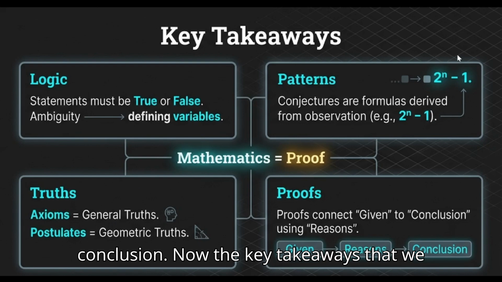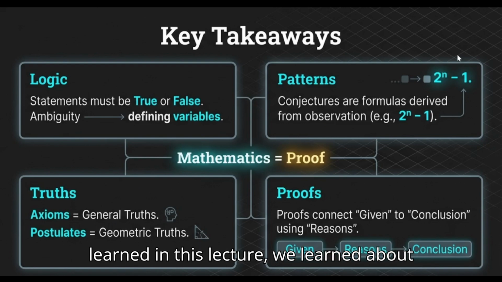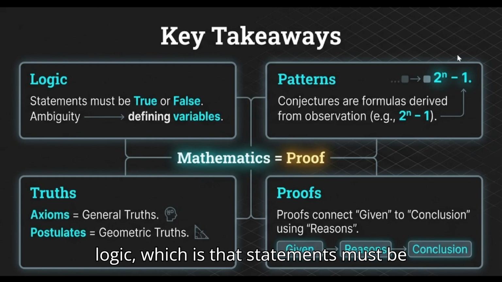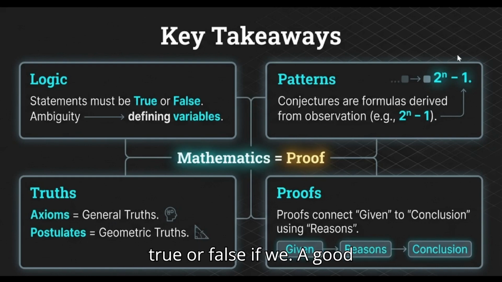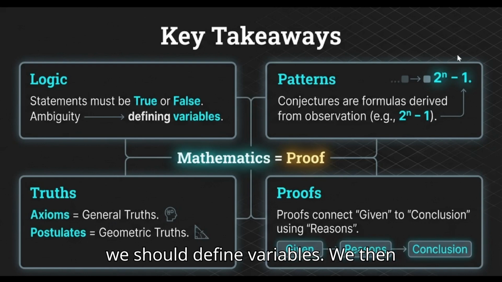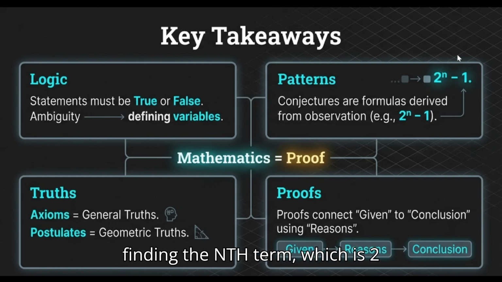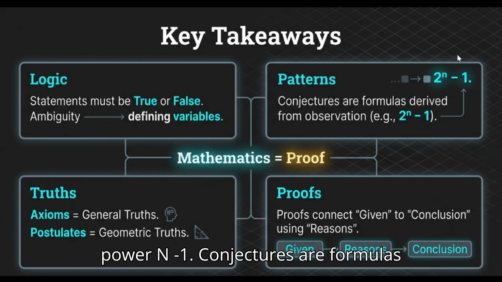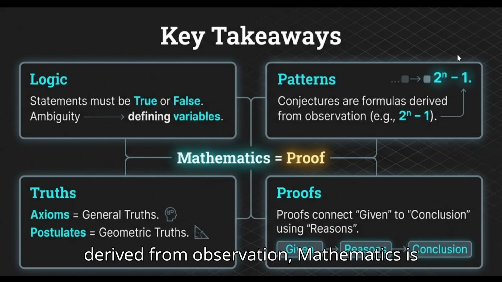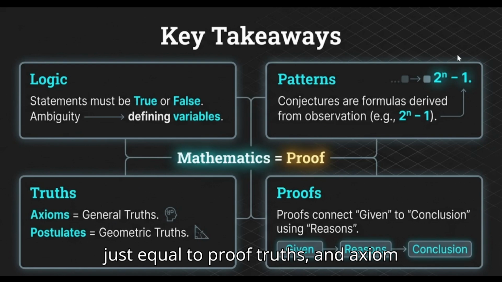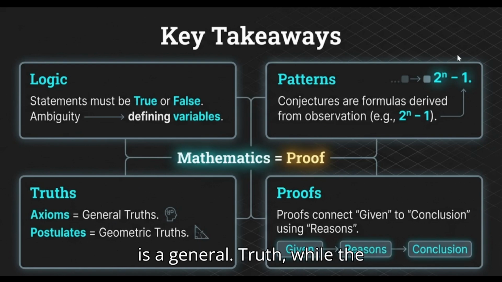Now, the key takeaways that we learned in this lecture. We learned about logic, which is that statements must be true or false. If we encounter a statement that is ambiguous, then we should define variables. We then talked about patterns, the formula for finding the nth term, which is 2 power n minus 1. Conjectures are formulas derived from observation. Mathematics is equal to proof. Truths: an axiom is a general truth, while a postulate is a geometric truth. And proofs basically connect our given data to our conclusion using reasons.